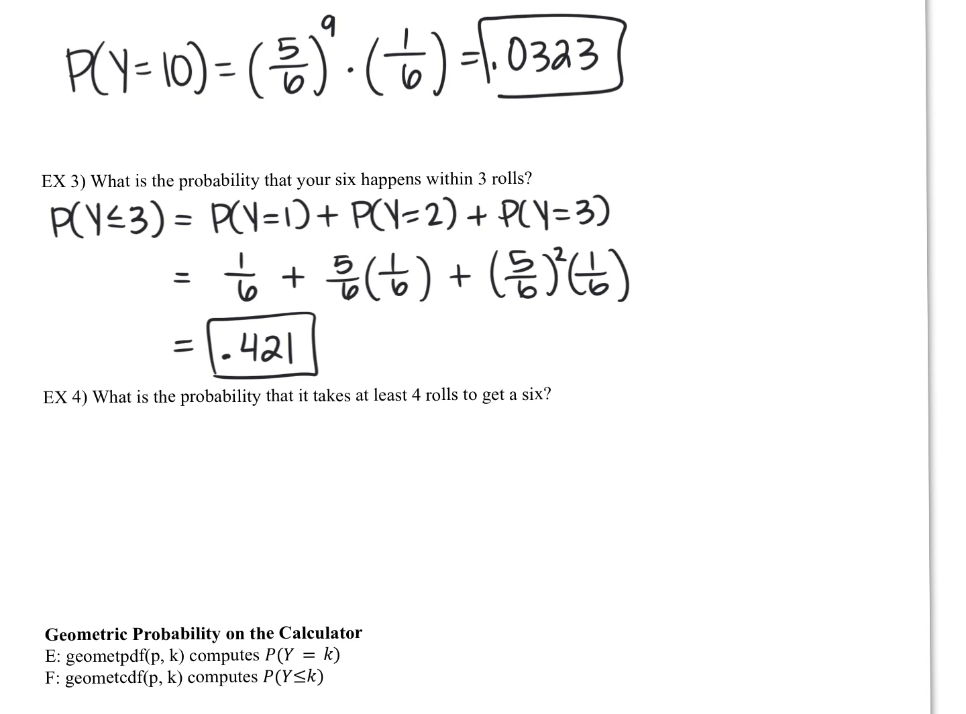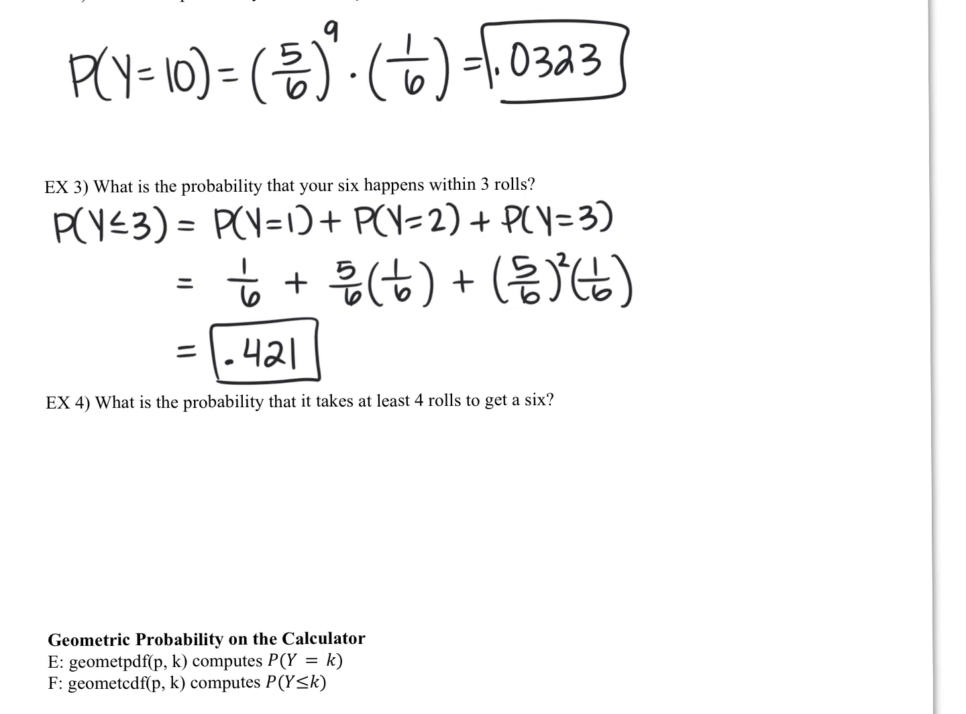The last example we're going to look at is the probability that it takes at least 4 rolls to get a 6. So that's the probability that y is greater than or equal to 4.